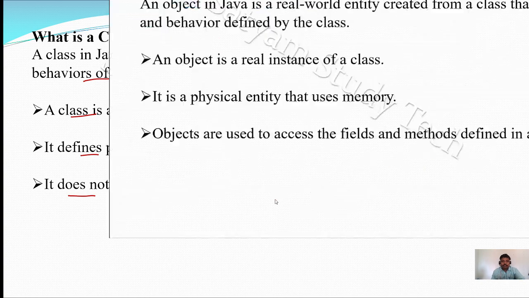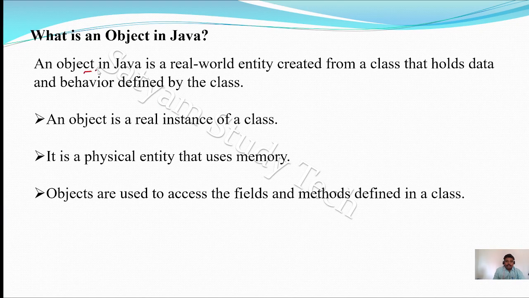Now let's see what an object is. An object in Java is a real world entity created from a class that holds the data and behavior defined by the class. An object is a real instance of a class. A class is a logical entity, and an object is a real time entity. It is a physical entity that uses memory. Objects are used to access the fields and methods defined in a class.